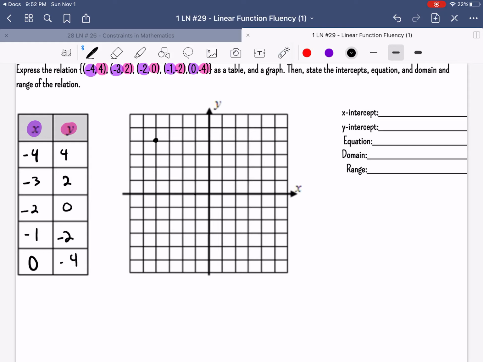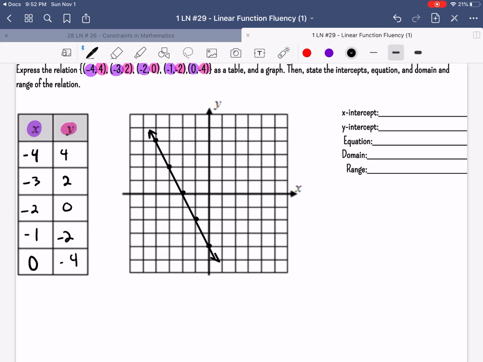Then I'm going to go to -3, 2, +2. I'm graphing each point. So these are the points they give me. I'm going to put my line. It's always hard to draw a straight line on the iPad. So there's my line.